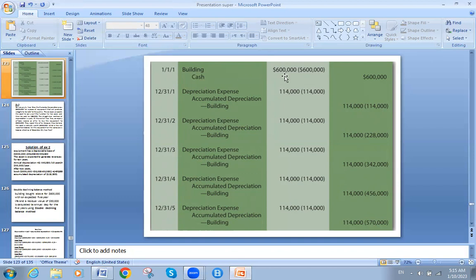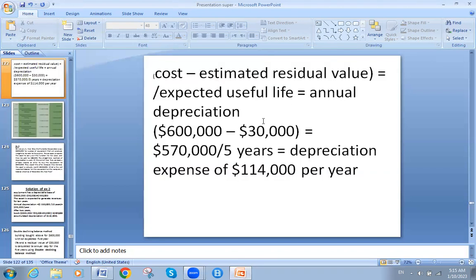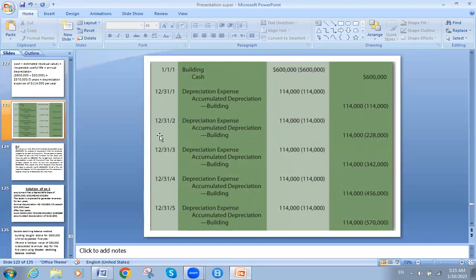Now the second thing is how I will account for the depreciation. What is the depreciation account? The first thing is from depreciation expenses into accumulated depreciation. From depreciation expenses into accumulated depreciation.